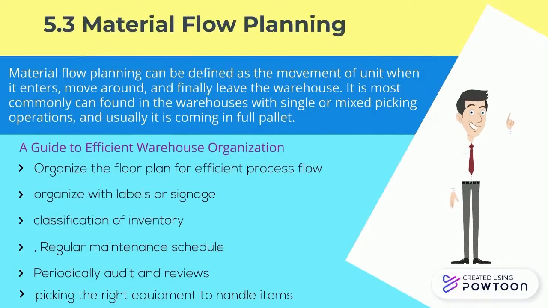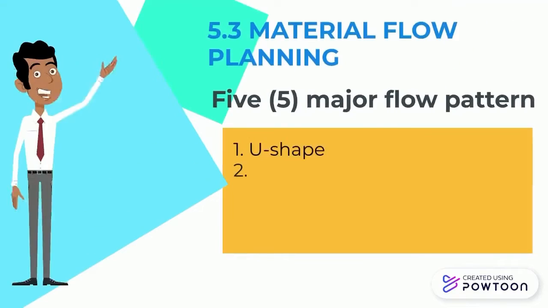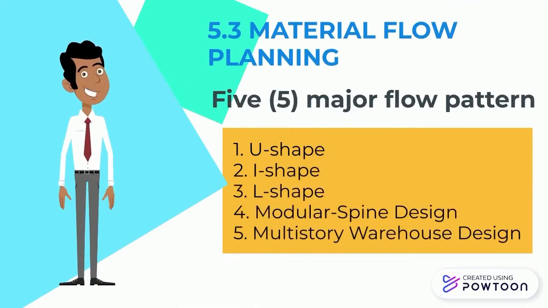Material flow planning can be defined as the movement of a unit when it enters, moves around, and finally leaves the warehouse. It is most commonly found in warehouses with single or mixed picking operations, and usually it is coming in full pallets. There is a guide to efficient organization: organize the floor plan for efficient process flow, organize with labels and/or signage, classification of inventory, a regular maintenance schedule, periodic audits and reviews, and picking the right equipment to handle items. And there are 5 major flow patterns of warehouse layout: U-shape, I-shape, L-shape, modular spine design, and multi-story warehouse design.